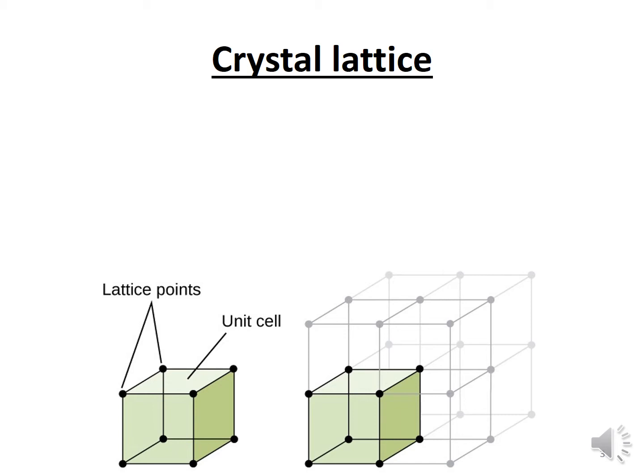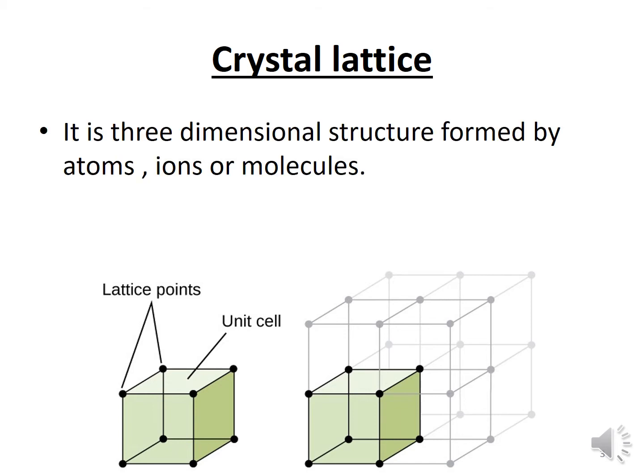What is the crystal lattice? The three-dimensional arrangement of atoms, ions, and molecules in a particular order is called a crystal lattice. It is made up of small units called unit cells. The end point or the corner is called a lattice point. This whole structure is called a crystal lattice.